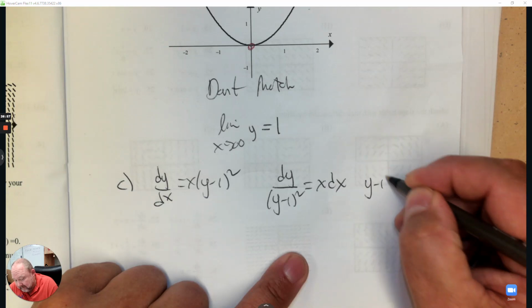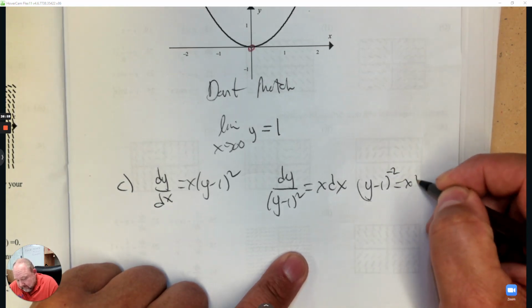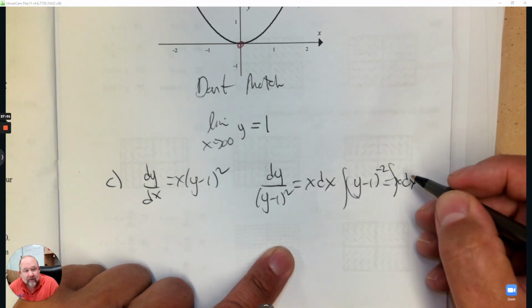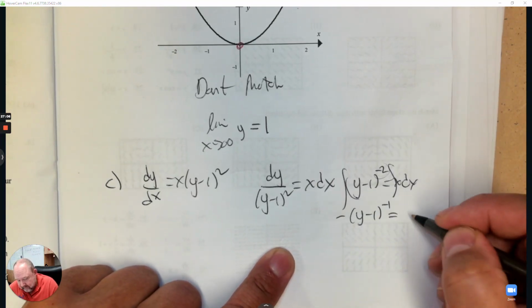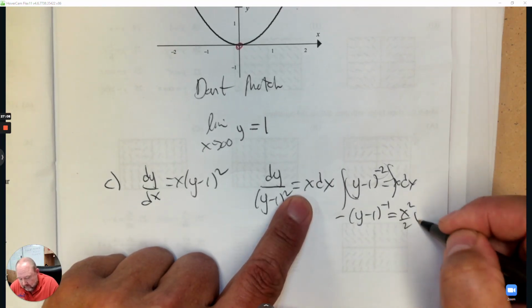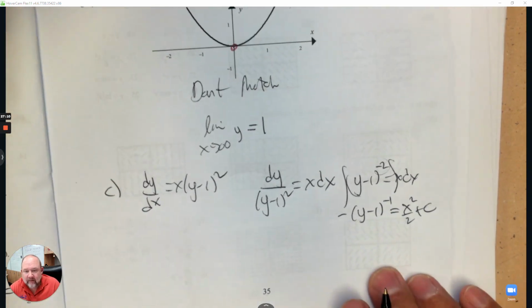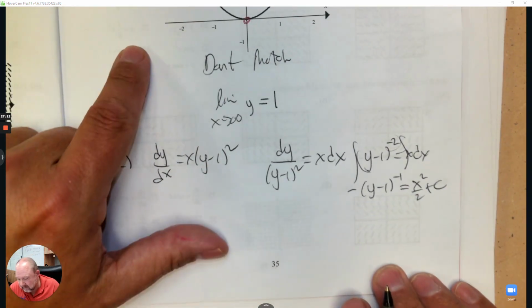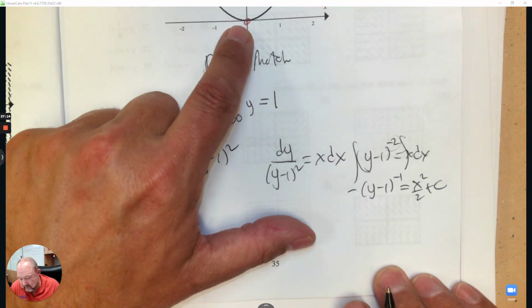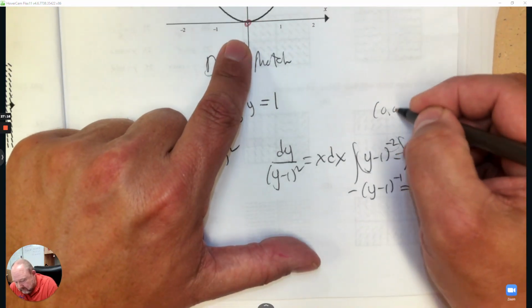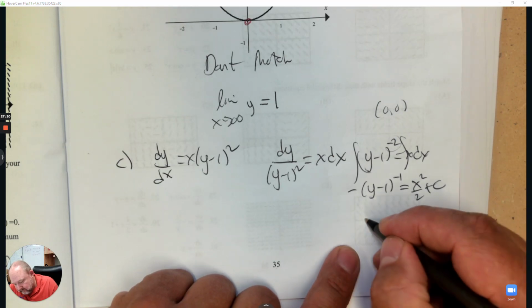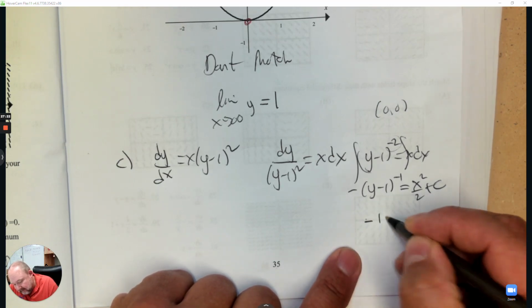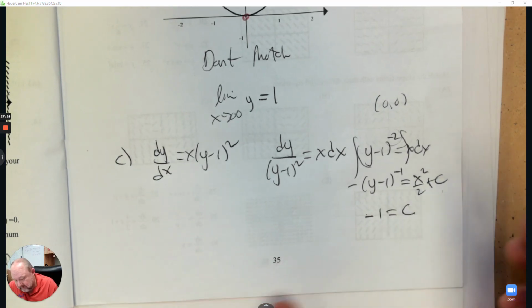So we're going to write it calculus friendly, and then we're going to integrate it. So we're going to add 1 to the exponent and divide. And this side's going to be x squared over 2 plus c. And then we're going to plug in the point. So if this is the point it goes through is 0, 0. So if I plug in 0, I get negative 1 equals c. So c is equal to negative 1.